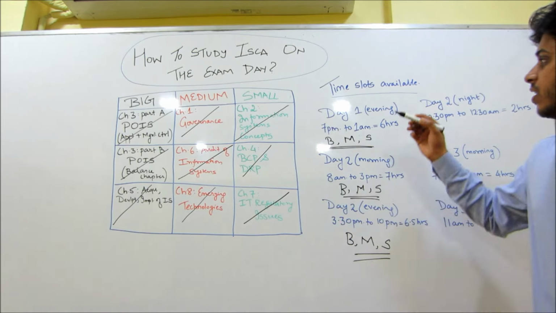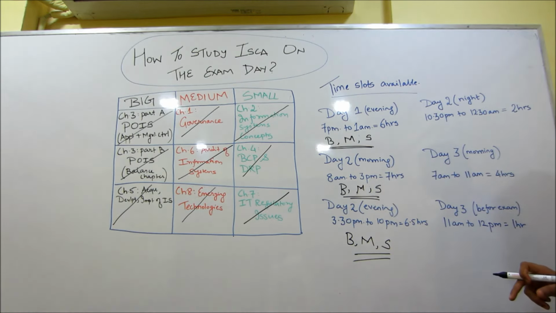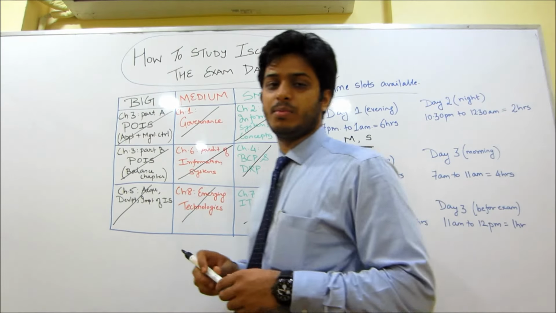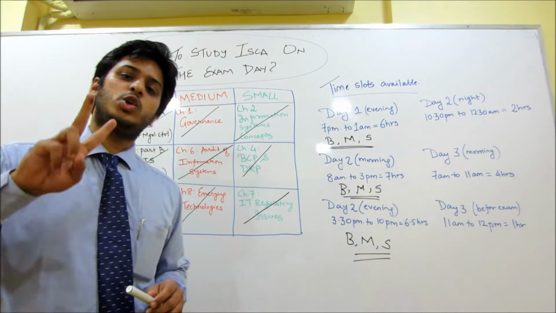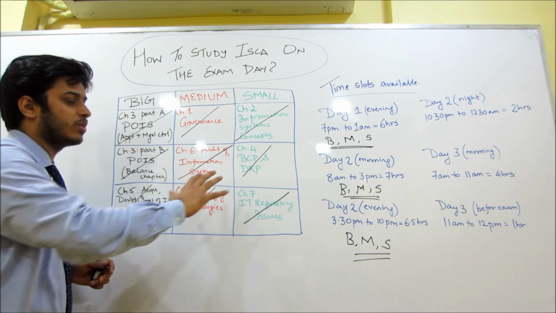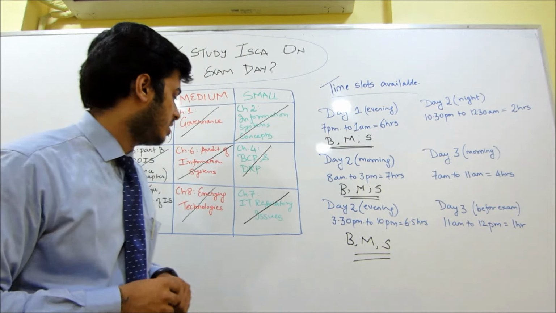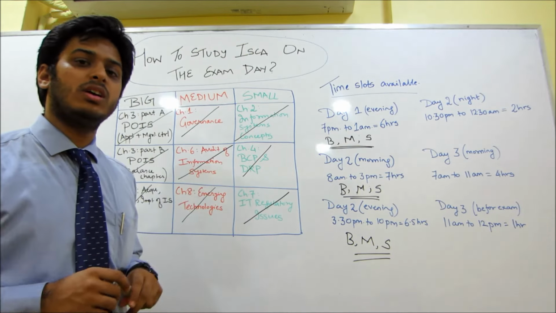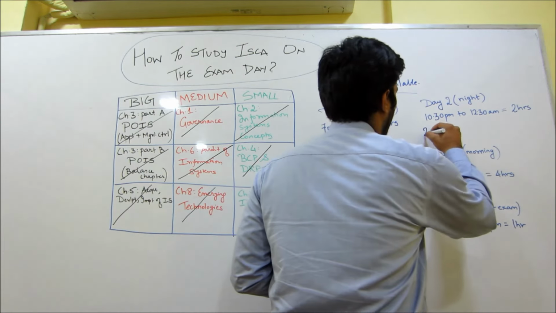If you see here, we have the day 2 night slot, that is from 10:30 p.m. to 12:30 a.m. Now, what to do in this time? Students should pick their best 2 chapters. From whatever you have studied, you must have built in a lot of confidence. Out of this confidence, see which chapters are your favorite 2 chapters. So your 2 chapters you need to cover here.